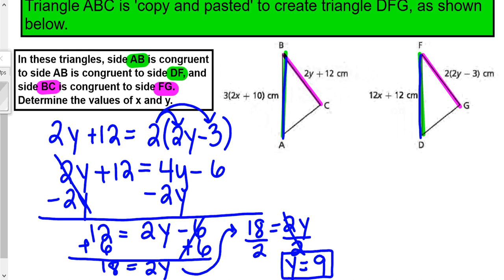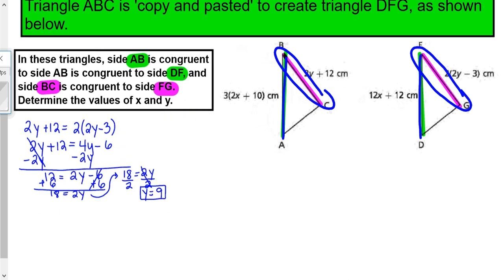So now I'm going to give you a few minutes to take a look at the second part of the question, which says that side BC is congruent to side FG. So now you're going to be looking at the lines that are purple, setting up your equation just like we did together. I'll pause the video. You're going to make an attempt on your own, and then we will go over it.